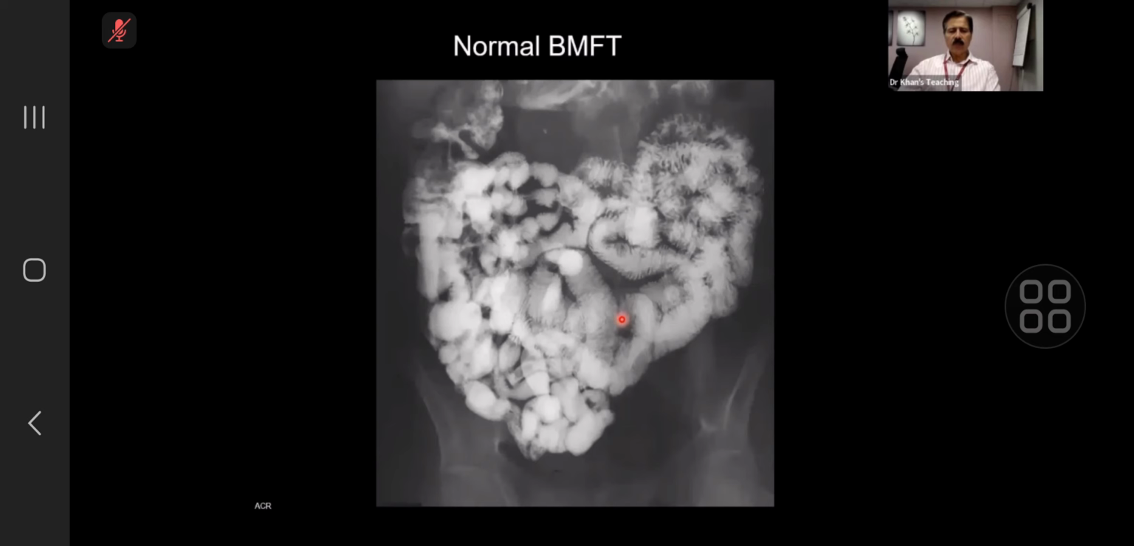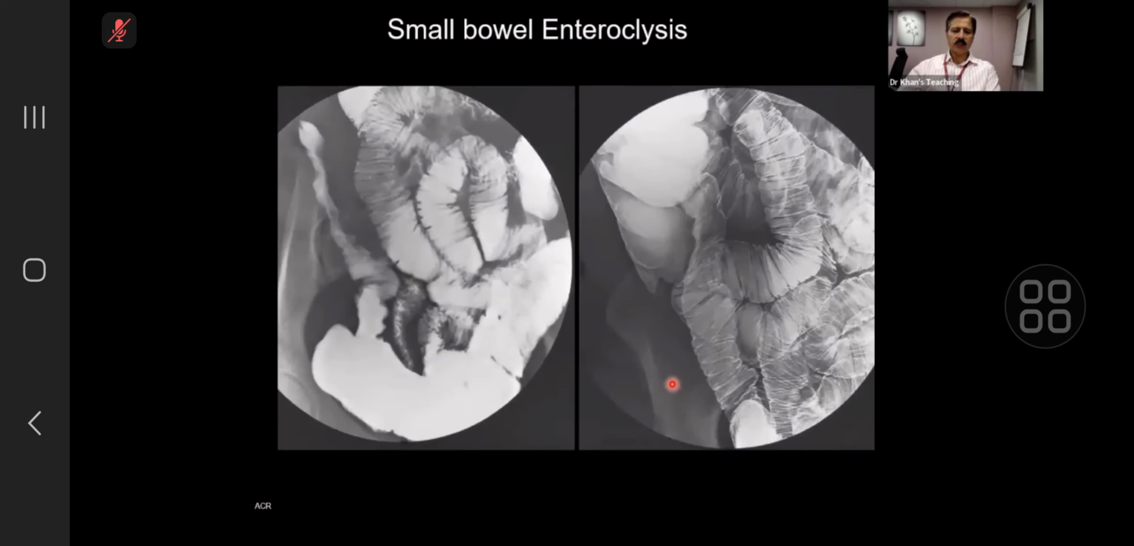This is a barium meal follow through. You can see that normal feathery pattern of the jejunum, and as we go distally, you can see that there is paucity of the valvulae conniventes.